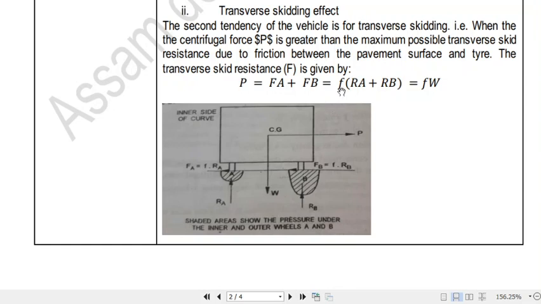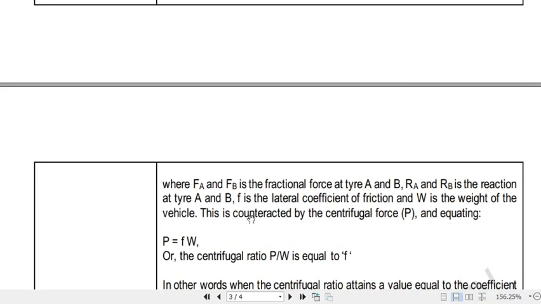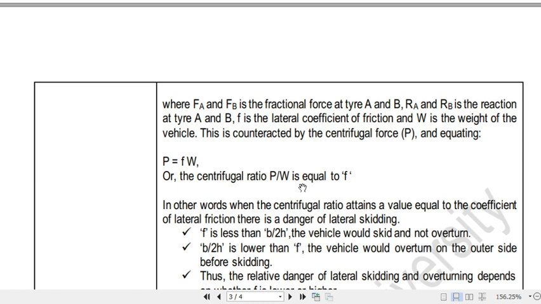So if you write this as f into (RA plus RB), then RA plus RB is nothing but W. So for the transverse skidding, the equilibrium condition is P equal to f into W. Now the centrifugal ratio P by W is equal to f. P by W is equal to f.